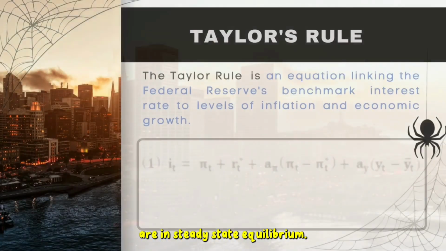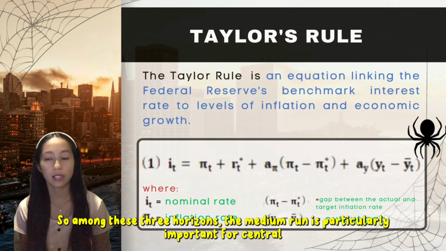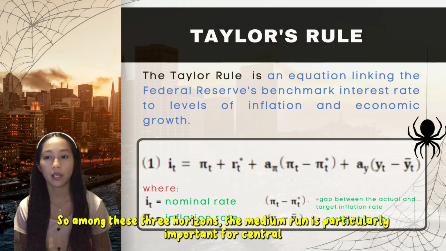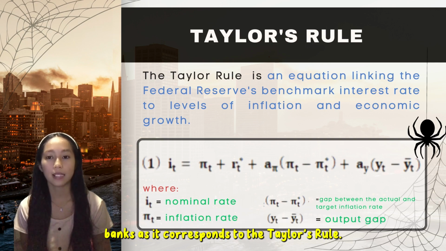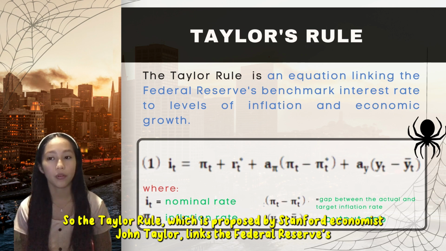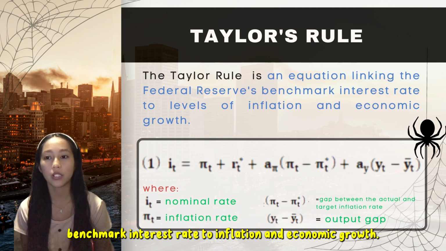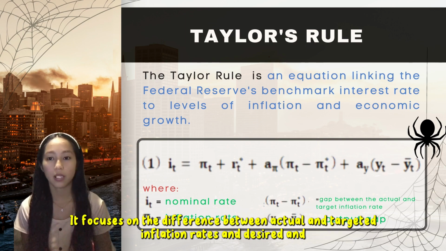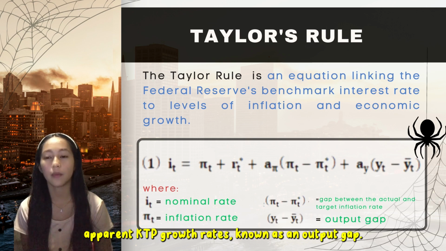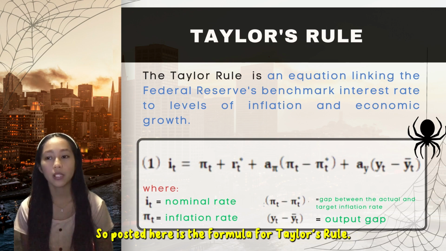So among these three horizons, the medium run is particularly important for central banks as it corresponds to the Taylor rule. The Taylor rule, which was proposed by Stanford economist John Taylor, links the Federal Reserve's benchmark interest rate to inflation and economic growth. It focuses on the difference between actual and targeted inflation rates and desired and actual GDP growth rates, known as an output gap. Posted here is the formula for Taylor's rule.